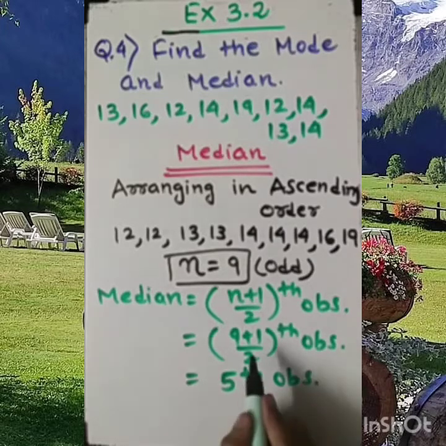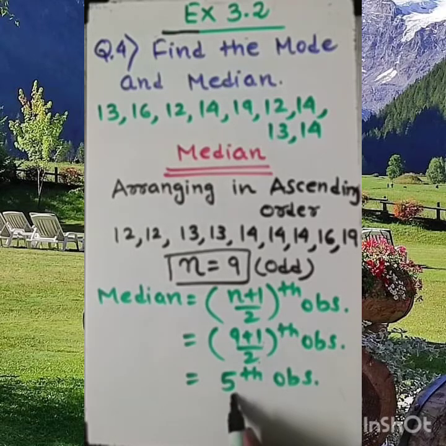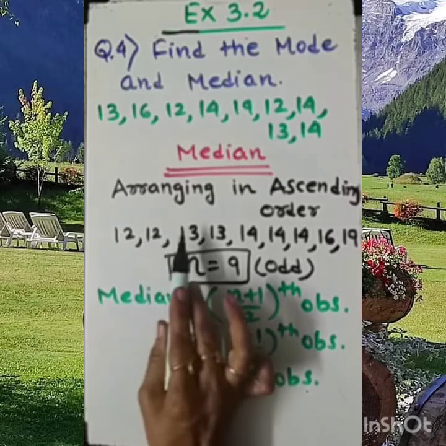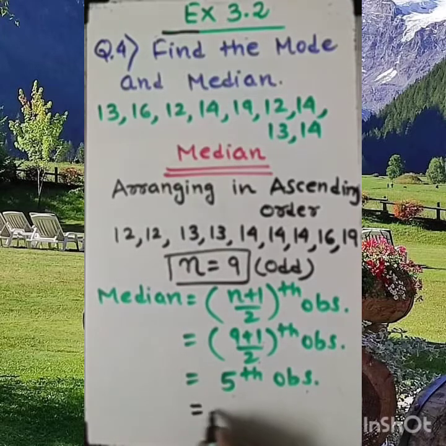Just see 9 plus 1. That is 10. 10 divided by 2. That is the half of 10. That is fifth observation. So which is the fifth one? 1, 2, 3, 4, 5. So it is coming 14.